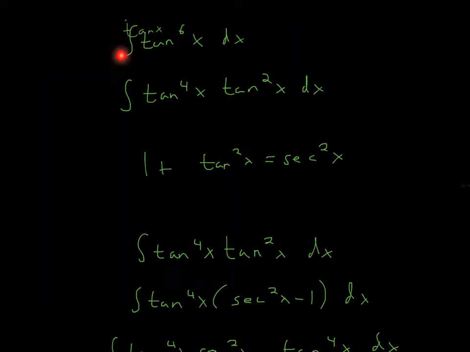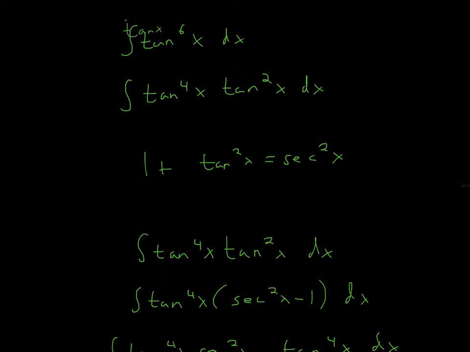For this problem, we have tangent to the 6th power x dx. So the first thing we can do is just split it up into tan to the 4th power x and tan to the 2nd power x, because there's a difference. So we can use a trig identity to change it a little bit.